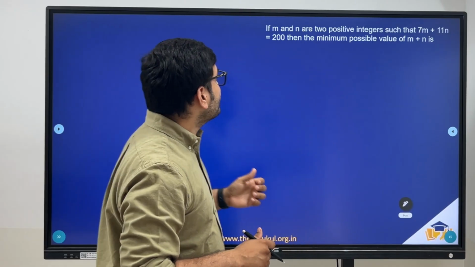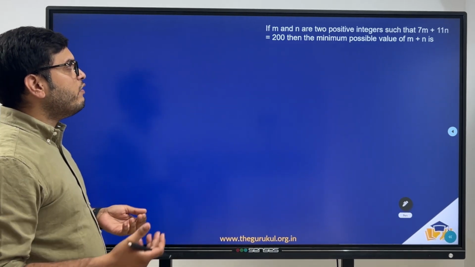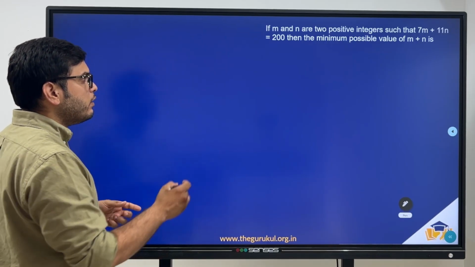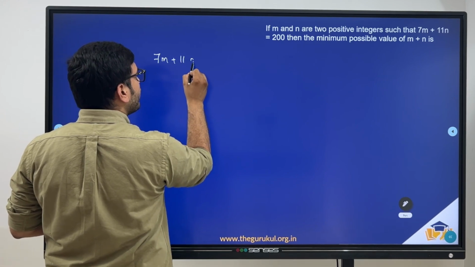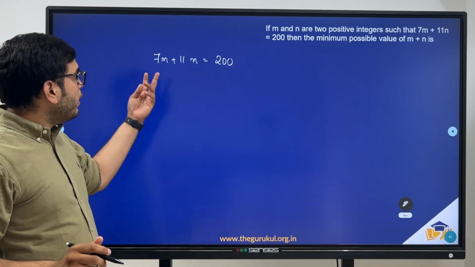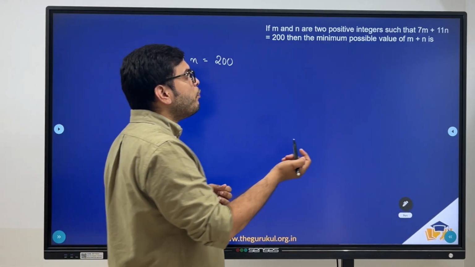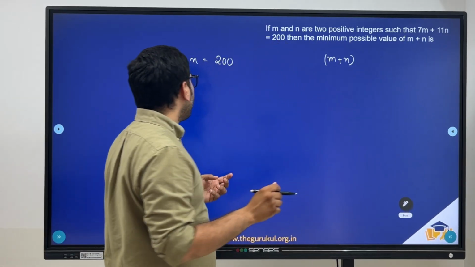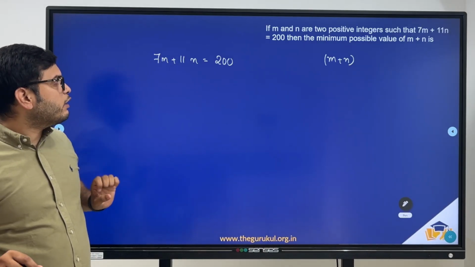Now coming to the next question. If m and n are two positive integers such that 7m plus 11n is equal to 200, then the minimum possible value of m plus n is... So 7m plus 11n should be equal to 200. Given that m and n are positive integers, we need to find the minimum possible value of m plus n. First, let us find the integral values of m and n which satisfy this equation.